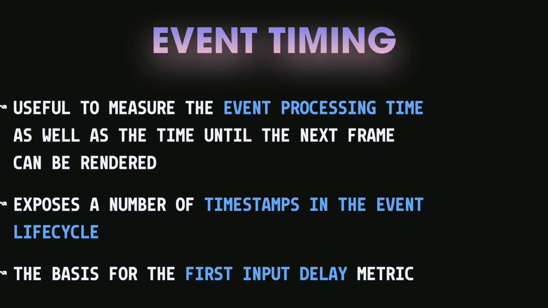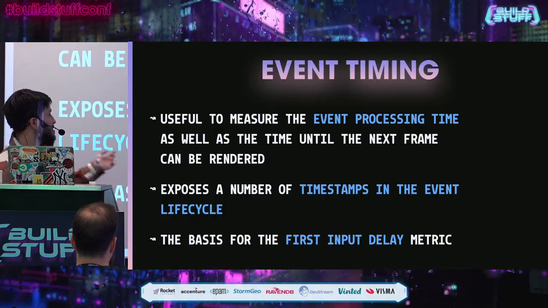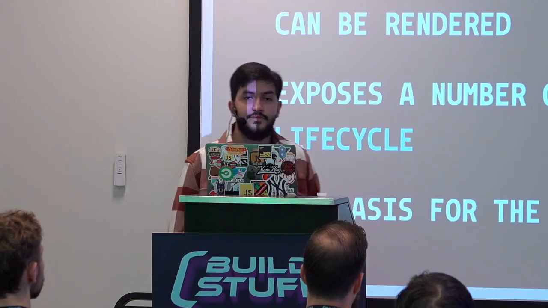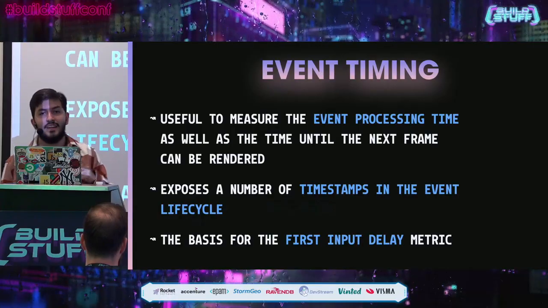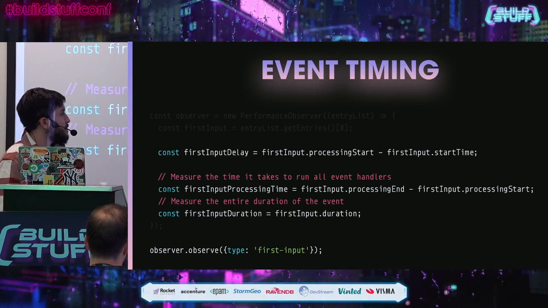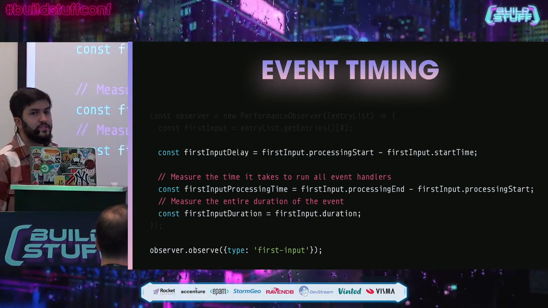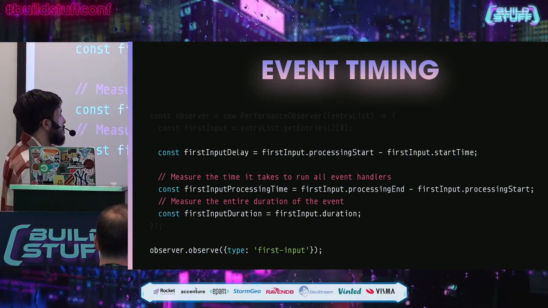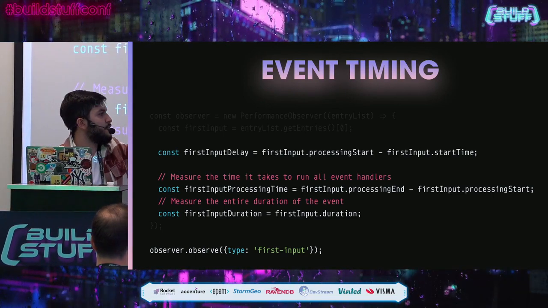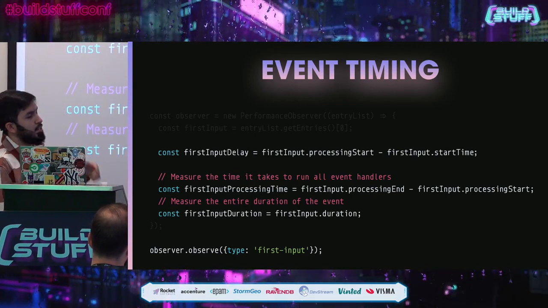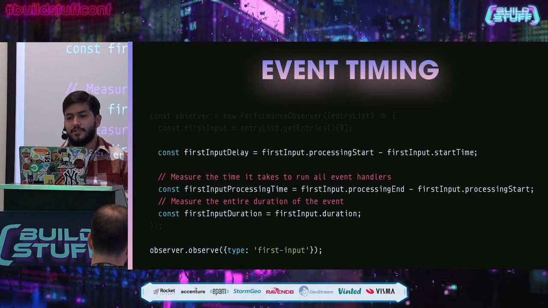There's a bunch of scenarios where you can use that, and it exposes a lot of timestamps in the events and so on. And it's also the basis for the first input delay metric. That was the exact problem in our first examples. It's also really useful because you can derive a lot of information from the timestamps it's gonna give you. So for example, you can access the finish time and the start time, and you can have deltas. So you can build your own metrics with that.